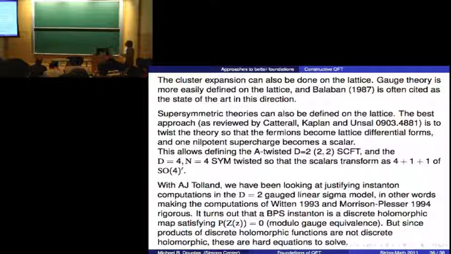I was looking at this with A.J. Tolland, one of our postdocs, and we got a certain distance, but it turns out that there's this subtle point that we eventually realized that stopped us, or at least means that you do need something new.